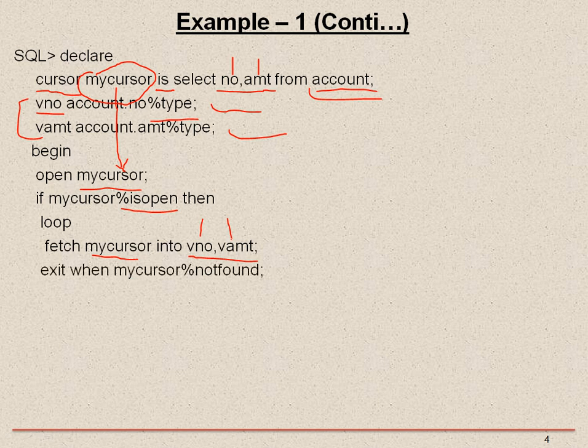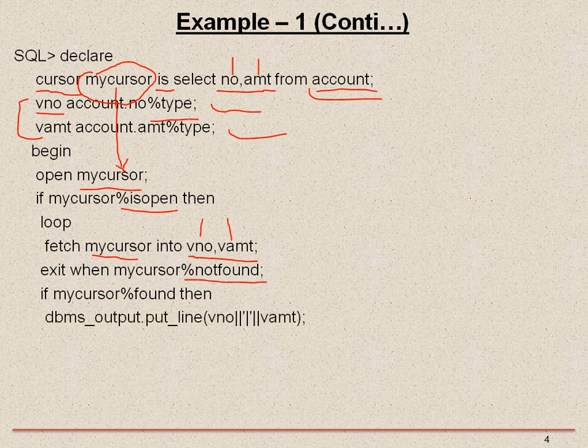Then to close the loop, I am putting the condition: exit when my cursor percentage not found. This is again an attribute. Then if my cursor percentage found, then what you have to do is just print. So dbms underscore output dot put underscore line, and just print the values of these two variables, v number and v amount. Whatever value it gets, that value will be printed here.